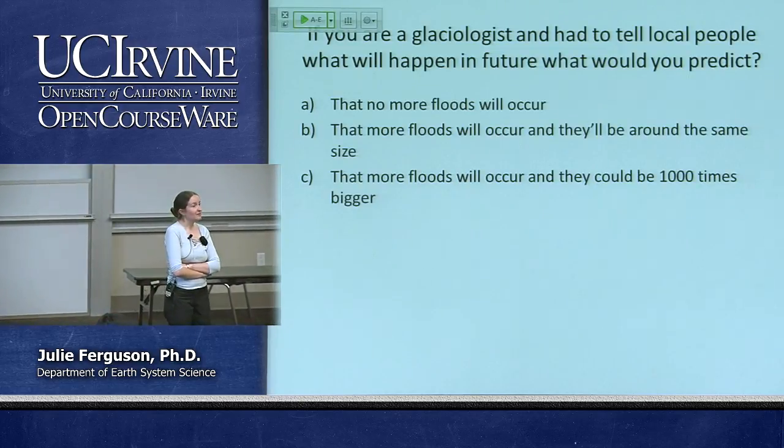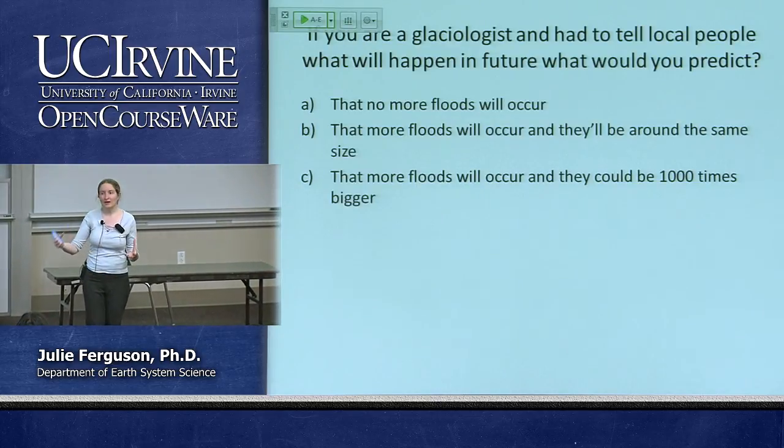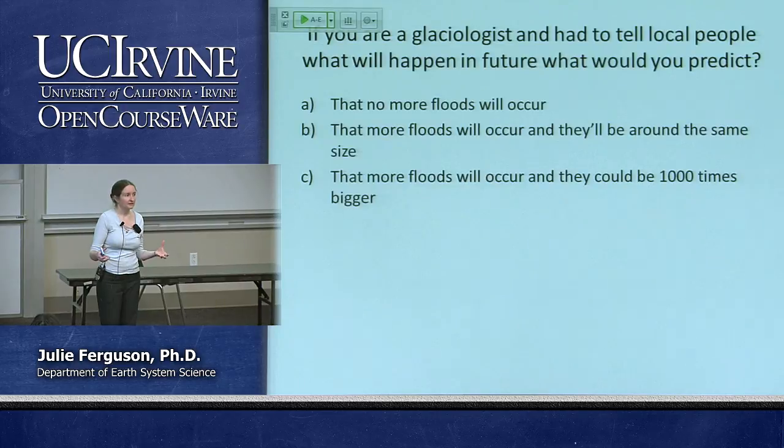So thinking about what happened, are we really going to be able to build up 1,000 times more water without that being released? Remember that the trigger for this flood was just that we built up enough water that it could make its way underneath the glacier and be released. So realistically, we're never going to build up 1,000 times because once we hit a certain threshold of pressure, that water will be released. Does that make sense? Yes? Change your mind a bit now?